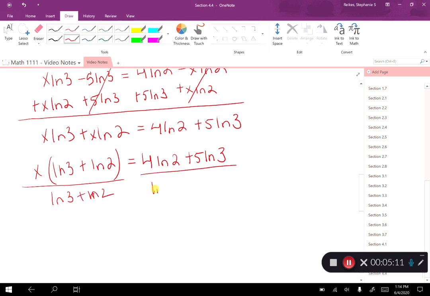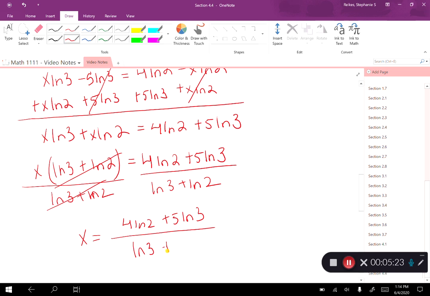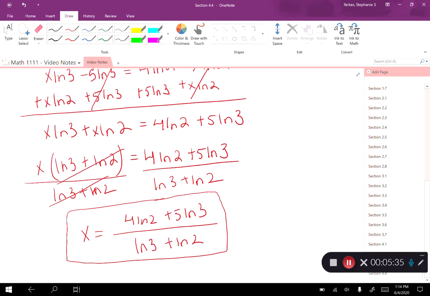And same thing on the right-hand side. It cancels out on the left, and I'm left with x equals 4 ln 2 plus 5 ln 3 all over ln 3 plus ln 2. Once x is by itself, you can leave your answer exactly like that. No need to use more log rules to simplify it. This is perfectly fine for me.